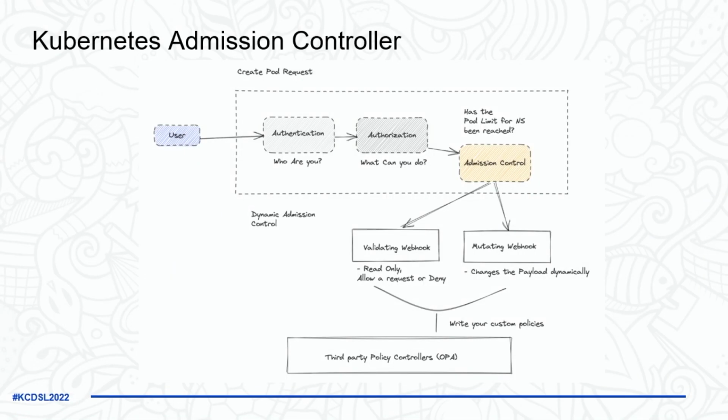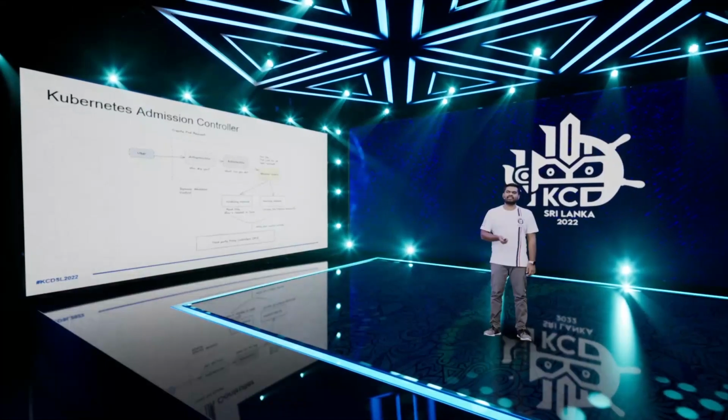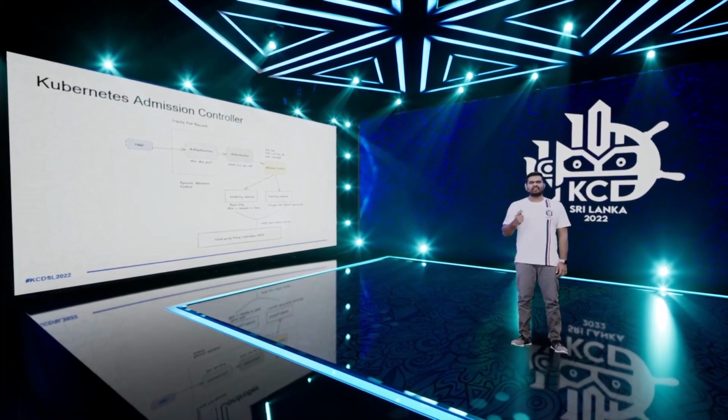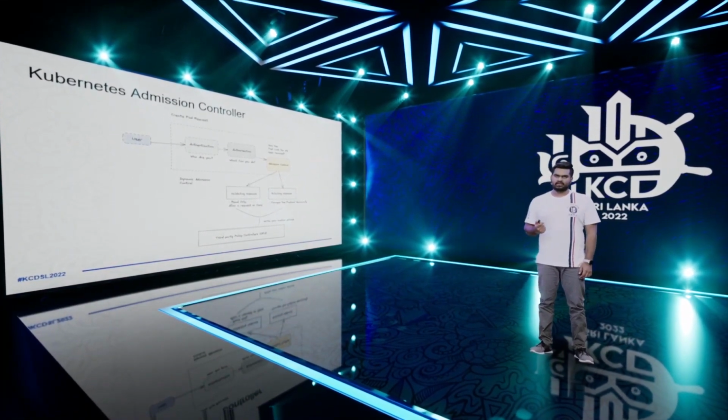So in admission control, there are so many policies, and we can even write our own policies. In this scenario, what it's going to look at is whether the pod limit has been reached on the given namespace, whether you are able to create a pod or not. So admission control has two types. When we plug in, we have something called a validating webhook and a mutating webhook. So a validating webhook is a read-only type where it scans a given request and it just either allows it or denies it. This is perfect for third-party policy controllers like Open Policy Agent or something else.